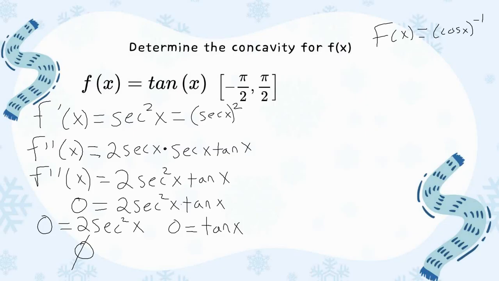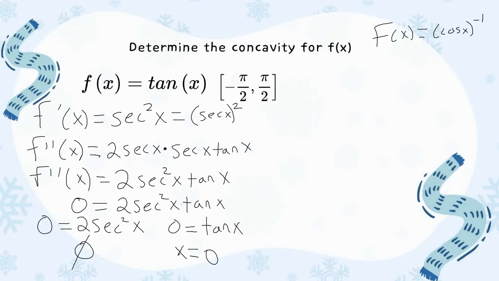We will have to check where we are undefined in just a second. Now, where does tangent equal 0? There is a solution for that. It is 0. Remember, tangent is sine over cosine, so it's going to be 0 when sine is 0. And sine is 0 at 0.